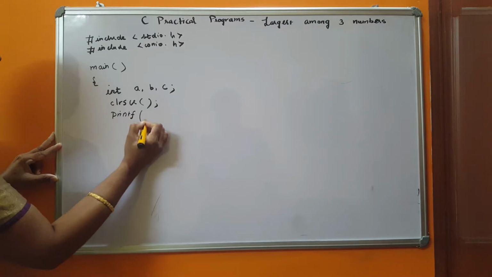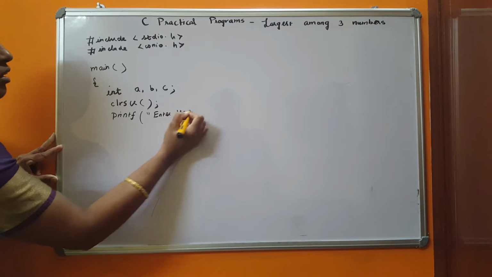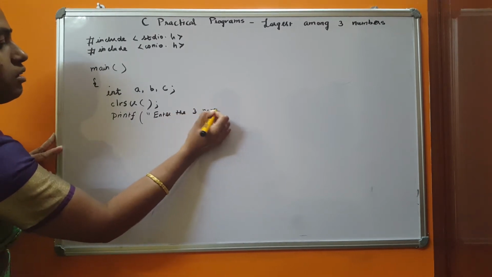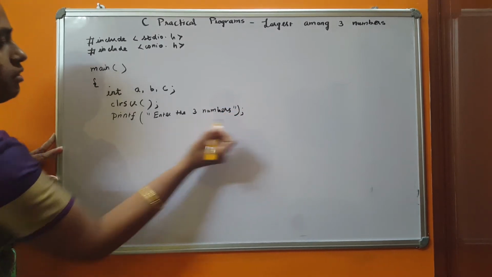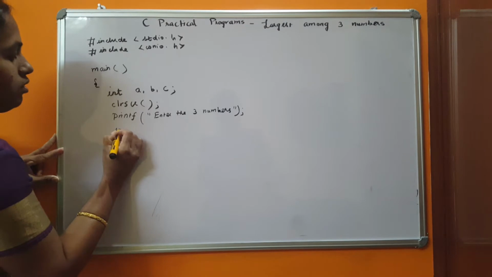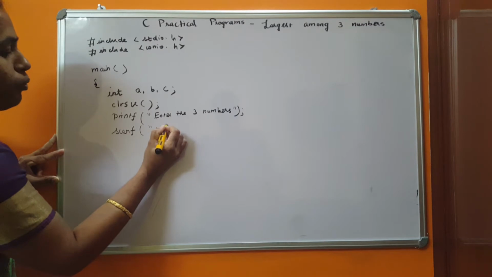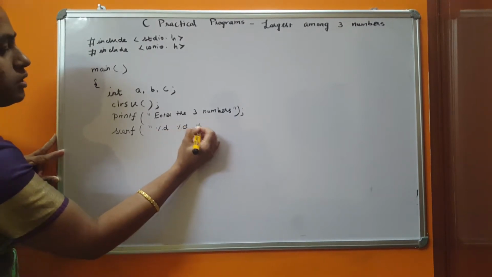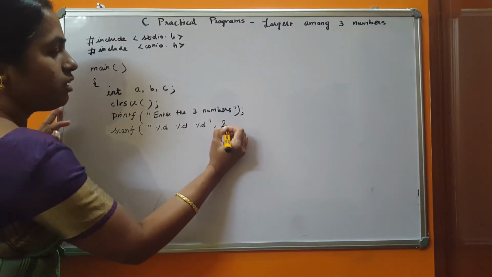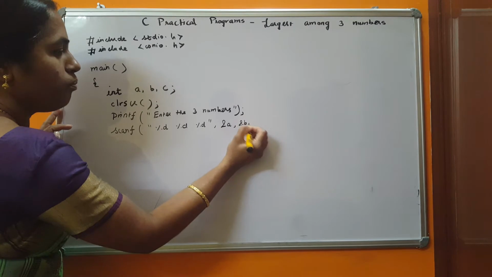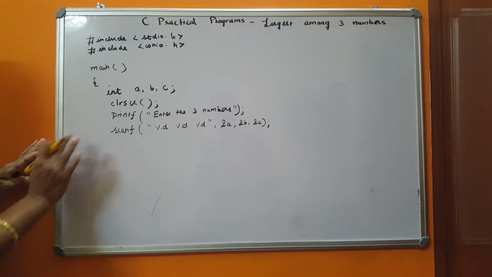The next statement is printf("Enter the three numbers"). It is displayed on the output screen. scanf is an input statement. We need three inputs. %d, %d, %d is for integer format specification. &a, &b, &c are the address locations of the three variables. It is an input statement of the C language.